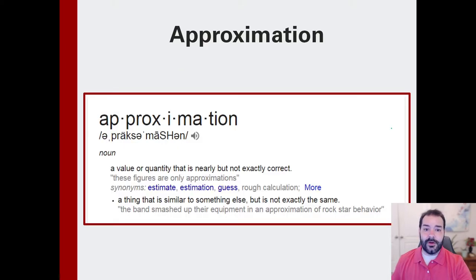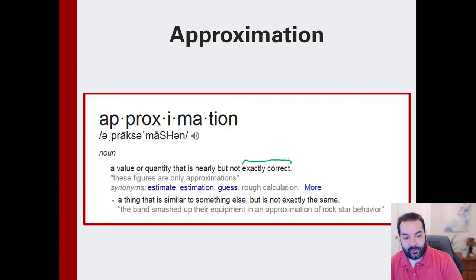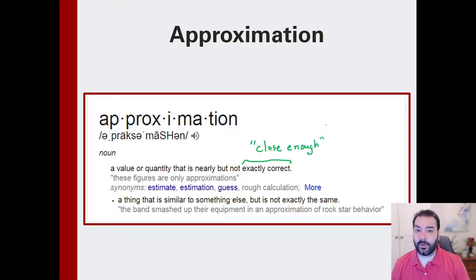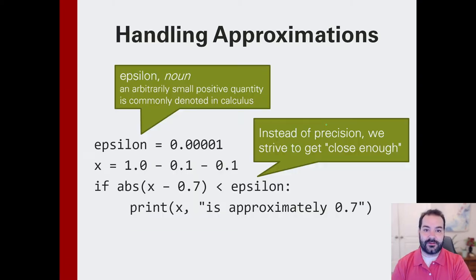So at least to start, let's do a quick refresher. You saw this in the previous videos, but the entire idea of approximation is something that is close enough but not exactly correct, as we used in our conditional statements. Okay, well, how could we use conditions and loops to do approximation? And so here is a great example of approximation.